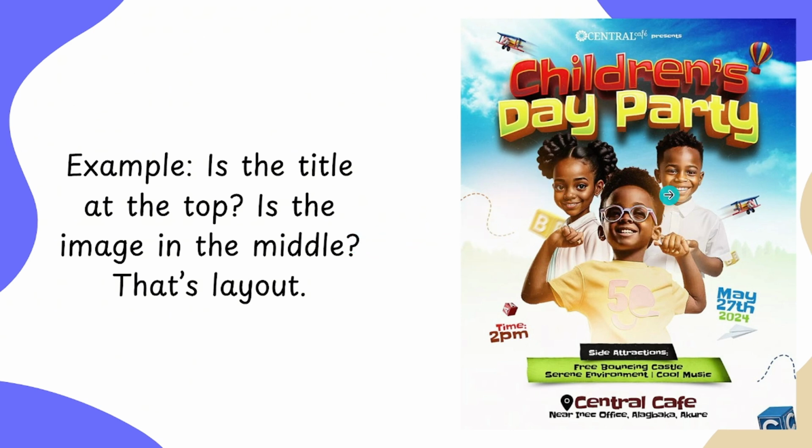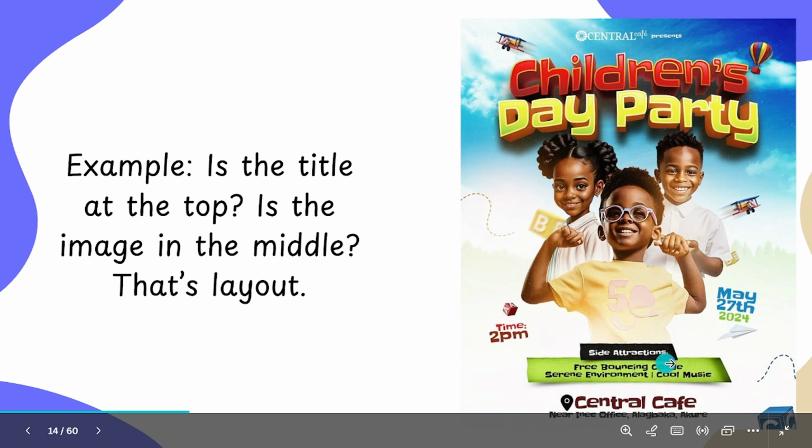If you look at the flyer that we have here right now, this has a center layout. If you look at the top, the title, which is Children's Day Party, is at the top, and then the image is in the middle. So you see, it was not just placed anywhere. Everything was placed here in the center. If you look at the side attractions, the games that will be played on that day, and the location, everything was placed in the center.